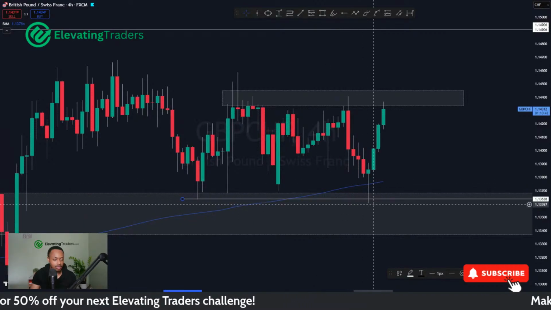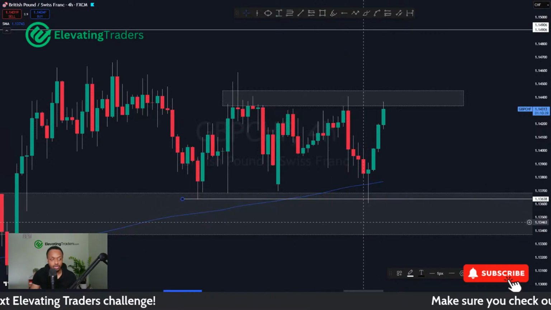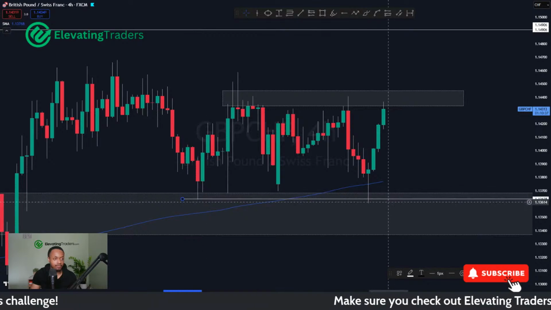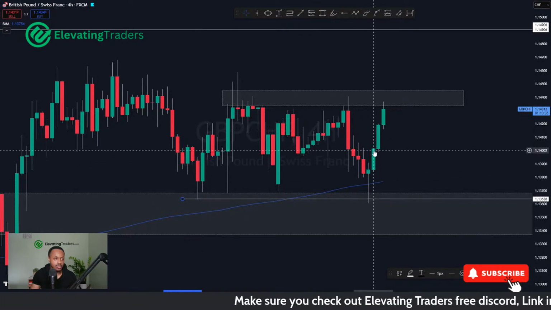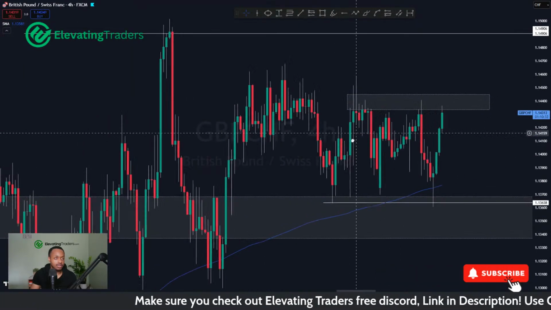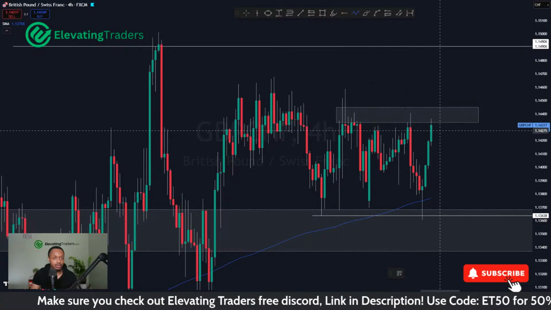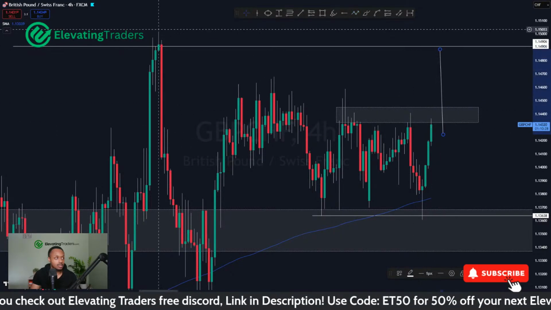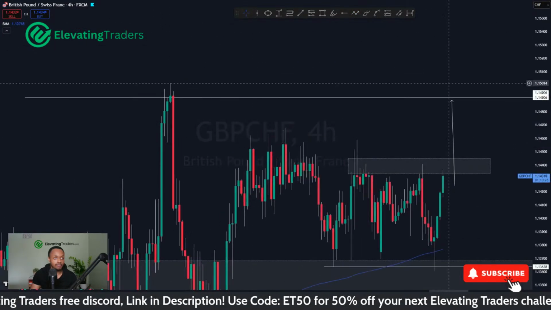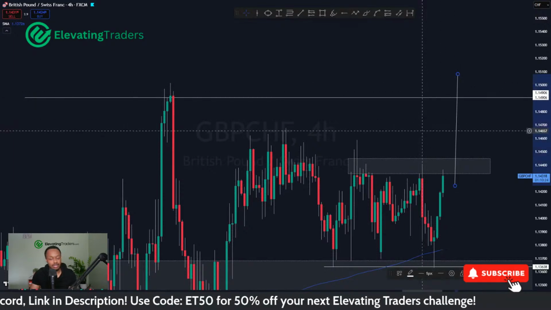We spiked to the low, of course, testing the daily support as well, but also taking out that wick low, and then price shifted and closed very strongly. So let's see if we can break that resistance. If we do, then yeah, 1.149 is likely to be hit as well, which is that area, and maybe further too. But it's just a very messy pair.